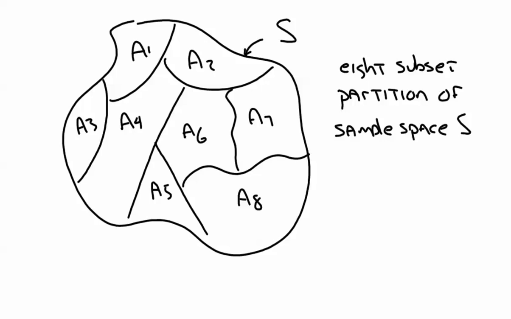It's a collection of subsets that are mutually exclusive of one another. They don't share any common elements. But taken together, they collectively exhaust the entire sample space or universal set. All right, so let's do some examples.